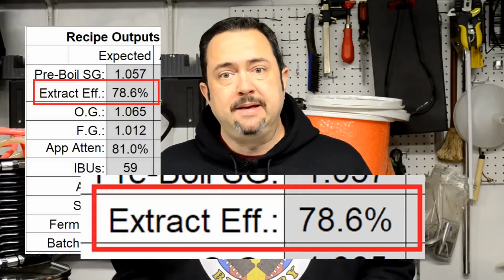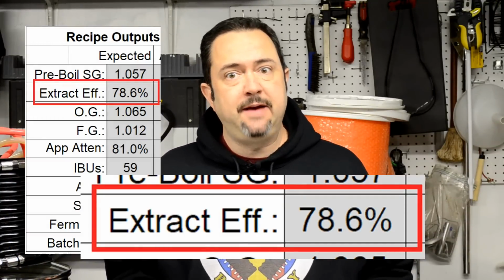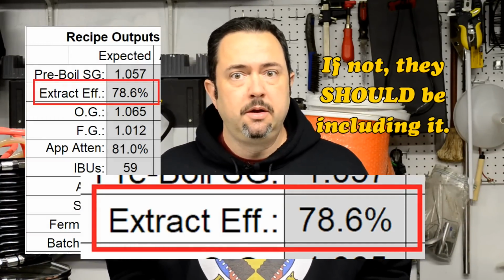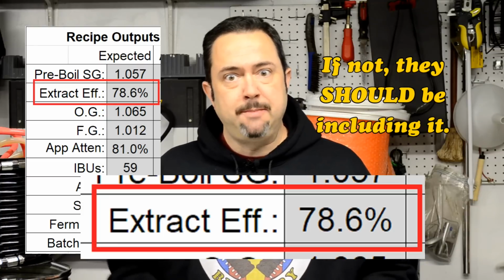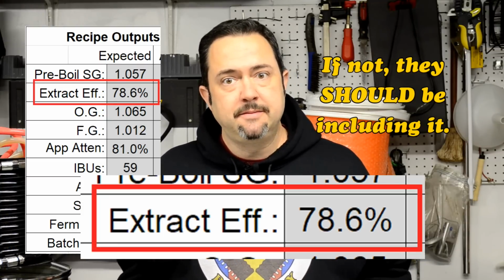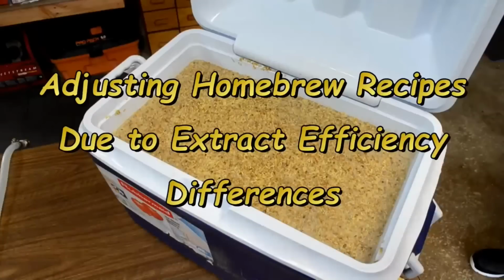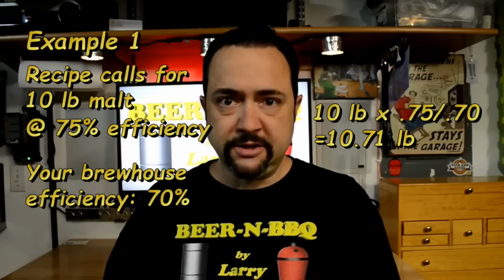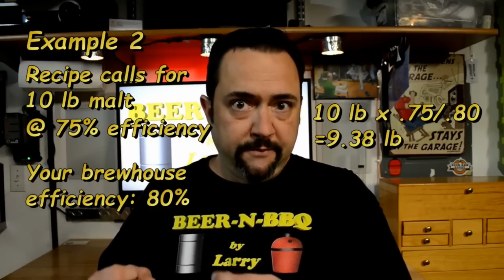This is why beer recipes state the assumed extract efficiency value, so you can adjust your grain bill to match your process so you can make the exact same beer as the recipe dictates. If you don't know what I'm referring to, I did a separate video on how to adjust recipes to match your extract efficiency. If you haven't seen that yet, go check it out. It's on my channel. I'll put a link to it down below and up in the card up here.